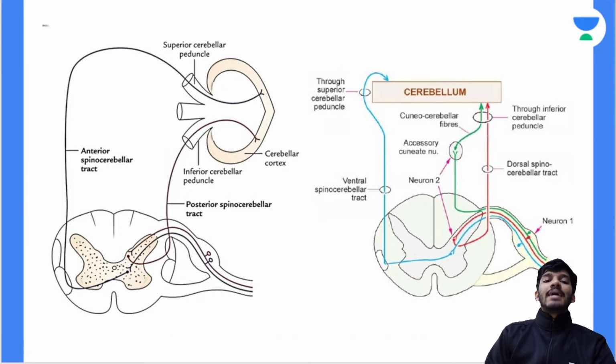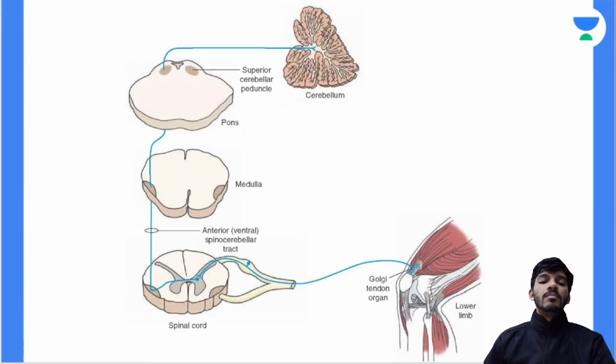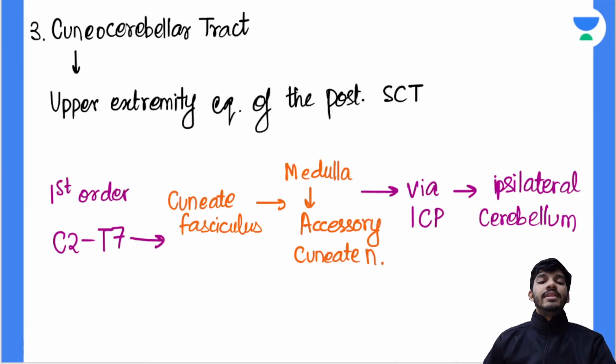Right, so here you can see the accessory cuneate nucleus of the cuneo-cerebellar pathway. So use these diagrams to supplement your understanding. Rest everything I have written for you guys. So that brings us to an end of the various ascending tracts.